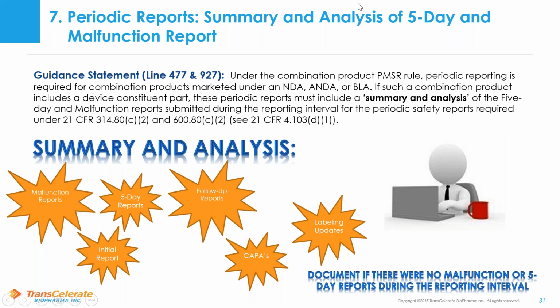So periodic safety reporting and the summary and analysis. Periodic reporting is required for combination products marketed under an NDA, ANDA, or BLA. If your combination product contains a device constituent part, then your periodic report will now need to include a summary and analysis of both 5-day reports and malfunction reports that were submitted by your company during the reporting period.